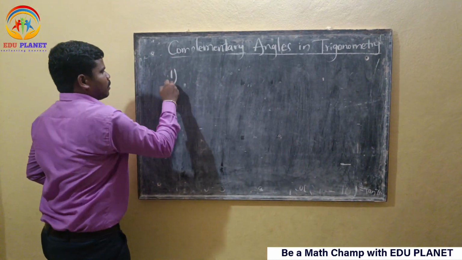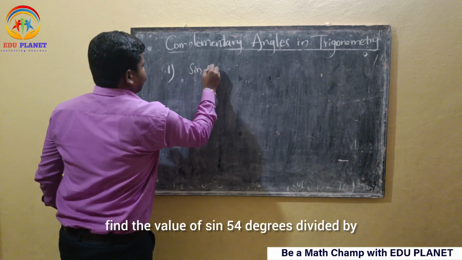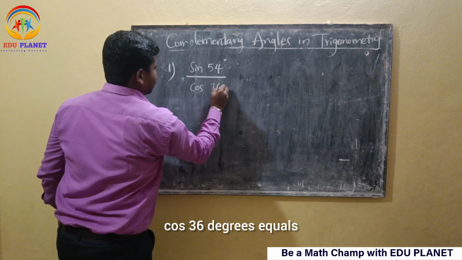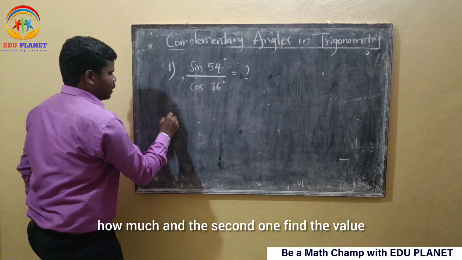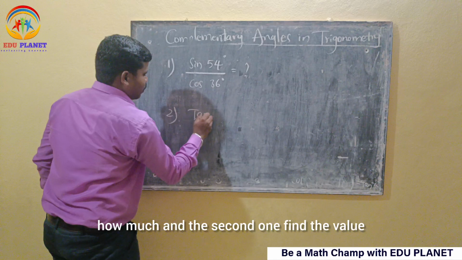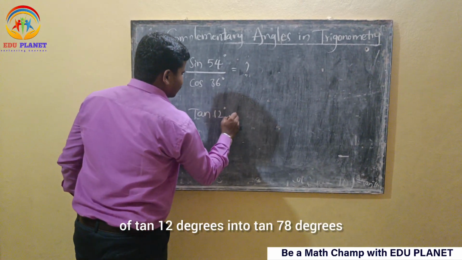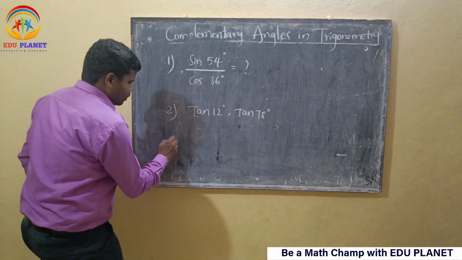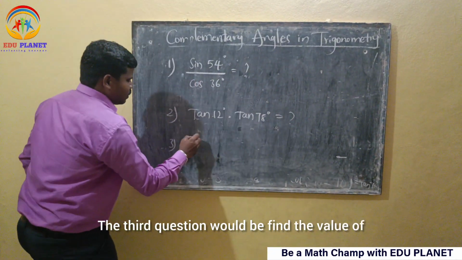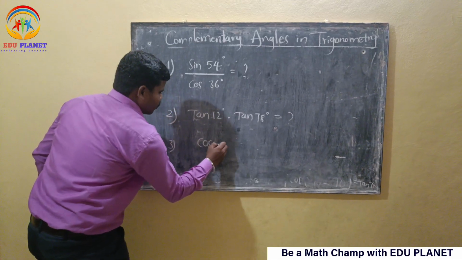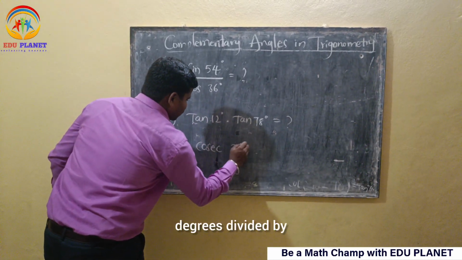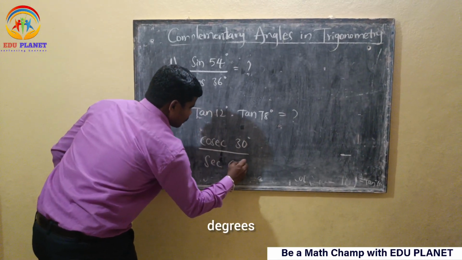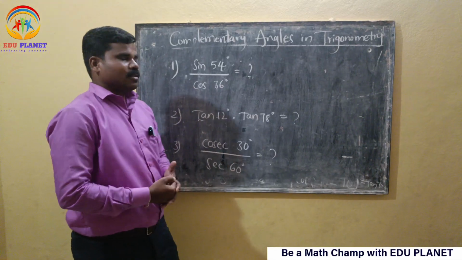For example, find the value of sin 54 degrees divided by cos 36 degrees equals how much? The second one, find the value of tan 12 degrees into tan 78 degrees. And the third question would be find the value of cosec 30 degrees divided by sec 60 degrees equals how much? Can you solve?